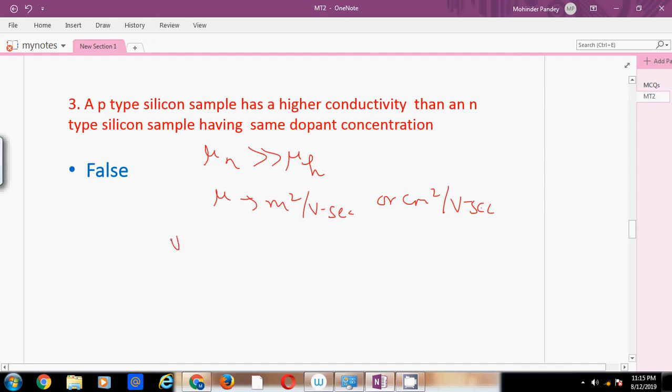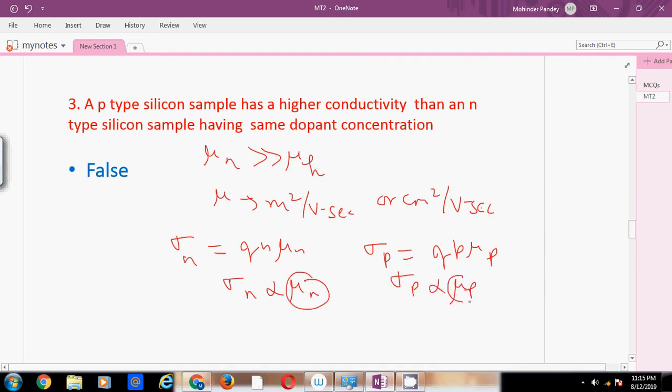So sigma, which is conductivity, is equal to q n mu n. If this is sigma n, conductivity for electron concentration, and this is sigma p, conductivity for hole concentration, q p mu p. So we can say that sigma n is directly proportional to mu n, and sigma p is directly proportional to mu p. As we know, mu n is always greater than mu p. So how can the conductivity of p-type be greater than that of an n-type silicon sample? Sigma n is always greater than sigma p. Conductivity of n-type is always greater than conductivity of p-type. So this statement is false.